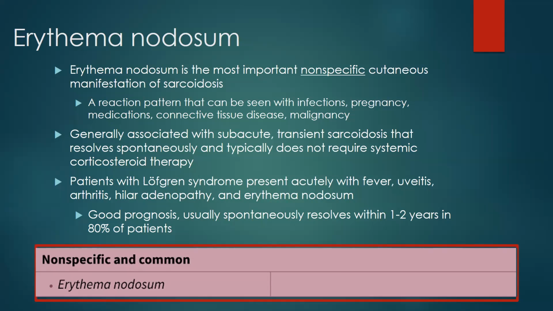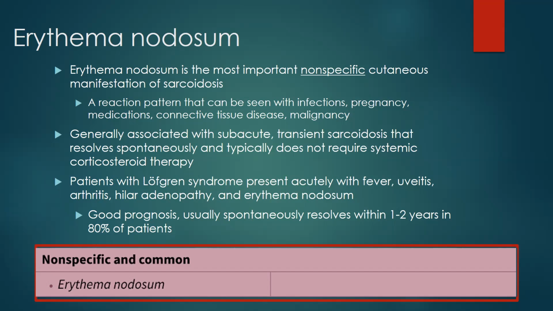The other thing to note is if you refer a patient for biopsy of erythema nodosum, that biopsy will reveal erythema nodosum, but it will not make the diagnosis of sarcoidosis. This is one of the few situations where a skin biopsy can give you some evidence, but it's not going to get you to that non-caseating granuloma that you're hoping for. The reason this is important to know is not just for biopsy purposes, but it's also an excellent prognostic indicator as far as sarcoidosis goes. It's generally associated with subacute transient sarcoidosis that resolves spontaneously, and typically does not need systemic corticosteroid therapy.